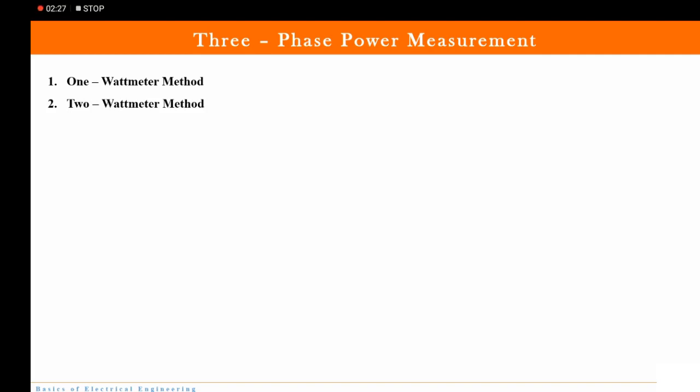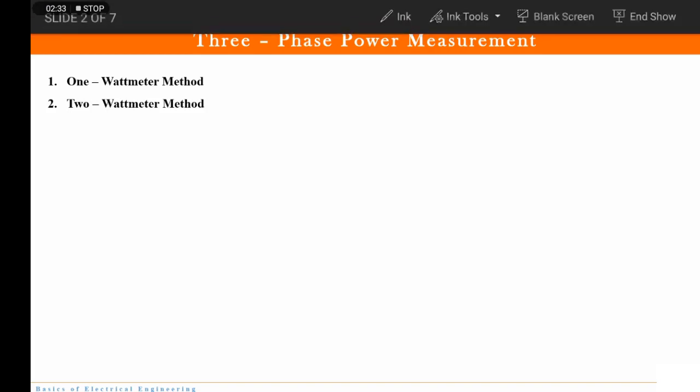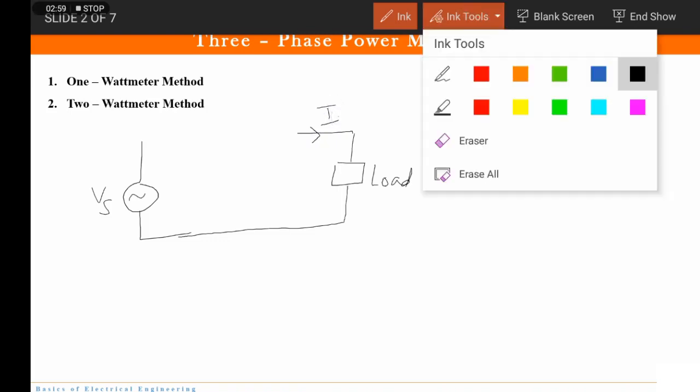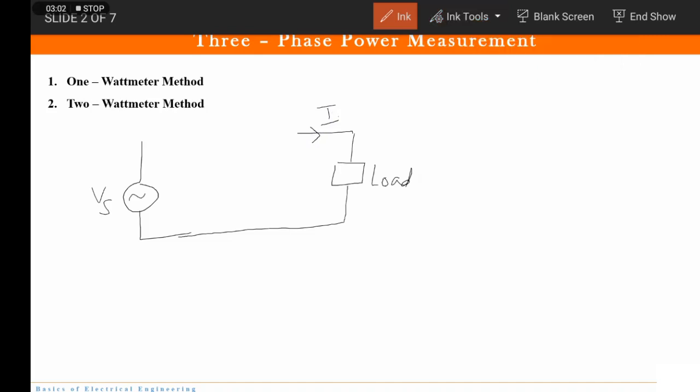Let us not discuss the 2 wattmeter method first. Let us quickly see how a wattmeter looks like. A normal wattmeter, how does it look like? Here we are going to have an AC signal which is getting applied, and here I have a load. This is my load. Now this is the current which is flowing through the circuit. Now here I need to connect the wattmeter.